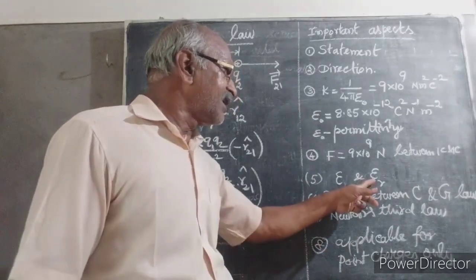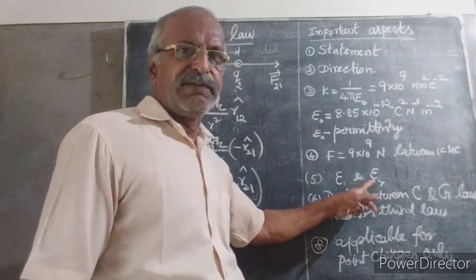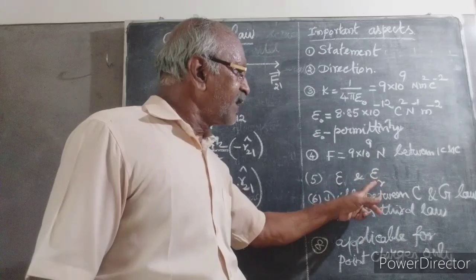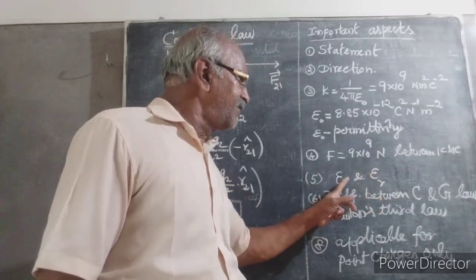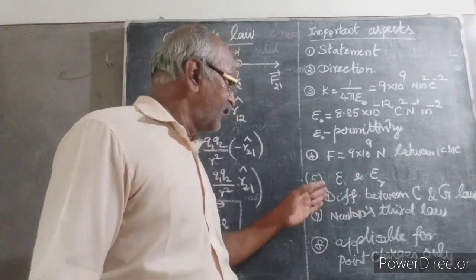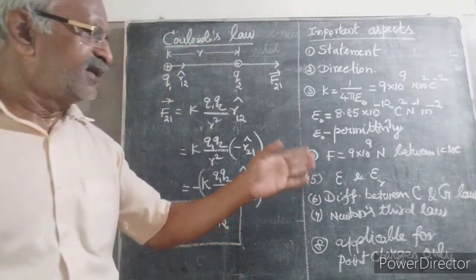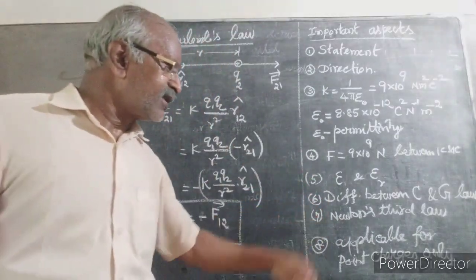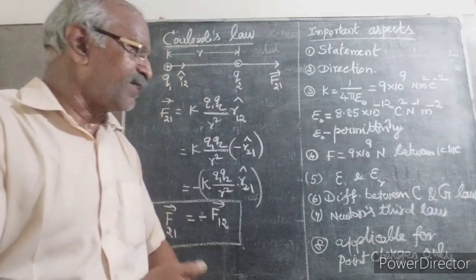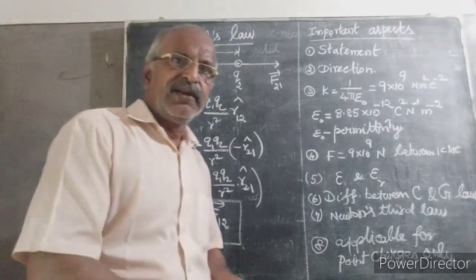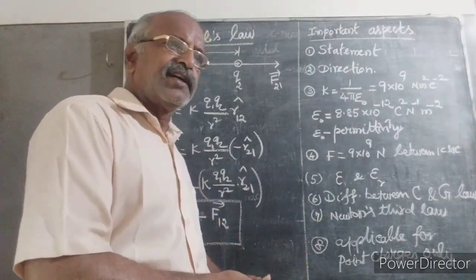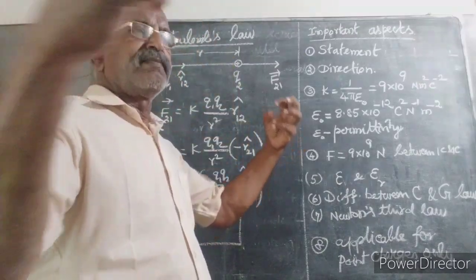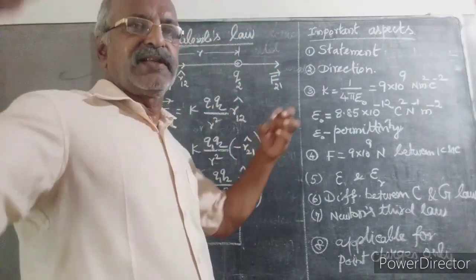We define another quantity called relative permittivity. This is defined as the ratio of permittivity of the medium to the permittivity of free space. Then we have seen the four differences between these two laws, and this obeys Newton's third law, and this is applicable only for point charges. Even so, you can apply this to charged bodies where the distance between the charged bodies is very large compared to the size of the bodies.